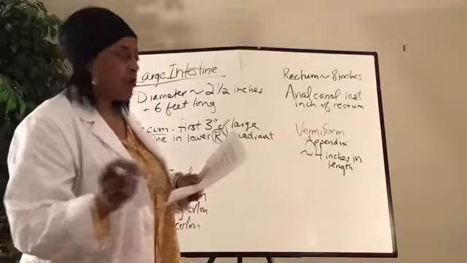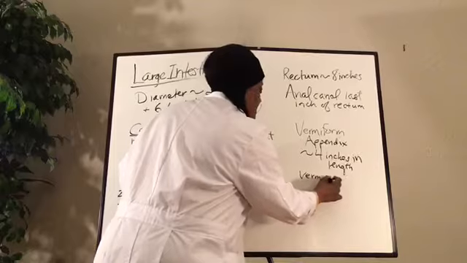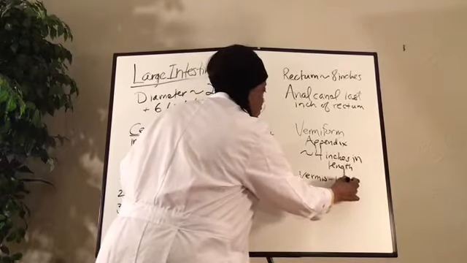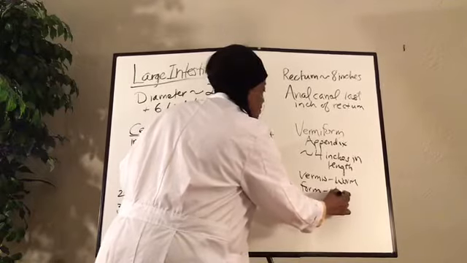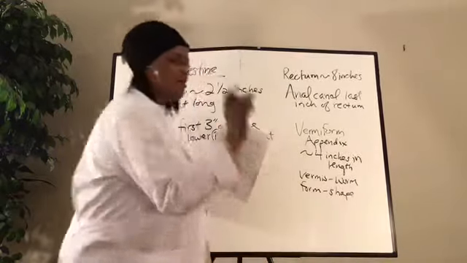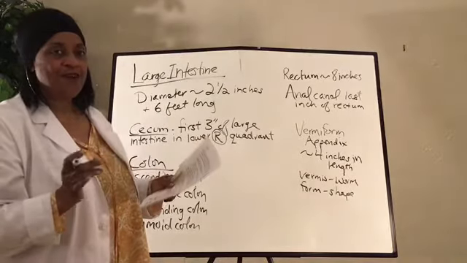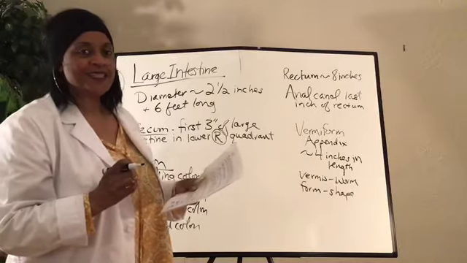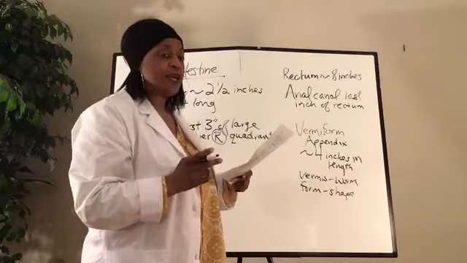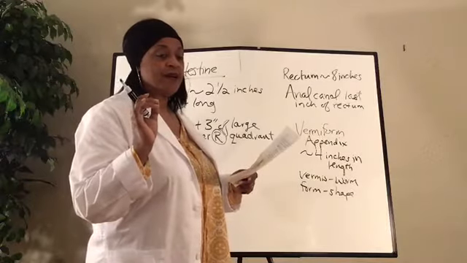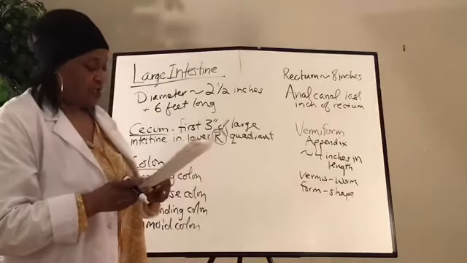Vermi means worm, or vermis. This is Latin, so this is worm-like, and then form means shape. So it's kind of shaped like a little wiggly 4-inch worm. The function of the appendix is in dispute. Nobody really knows what we have it for. A lot of theories, or I should say a lot of hypotheses, are out there, but nothing really proven.